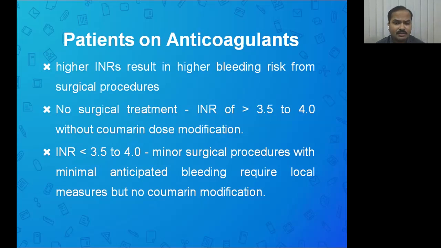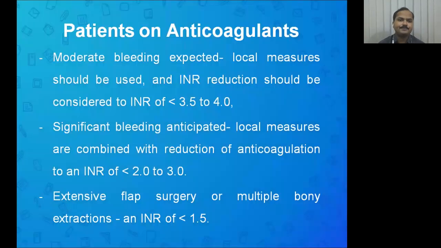Where we are planning certain minor surgical procedures with a little amount of anticipated bleeding, this INR should be less than 3.5 to 4. In addition to this INR control, local measures may be required, but the coumarin or anticoagulant dose modification may not be required. In cases where moderate bleeding is expected, local measures should be used along with INR reduction to less than 3.5 to 4.